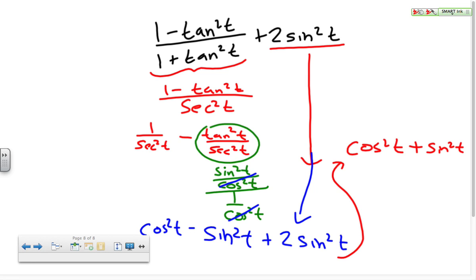Now I have a rule that says cosine squared t plus sine squared t is the same thing as 1. So this whole big long thing brought us all the way down to 1. And that is it. Your book problems should all look very similar to the examples. I tried to pick several of them that are similar, so good luck.